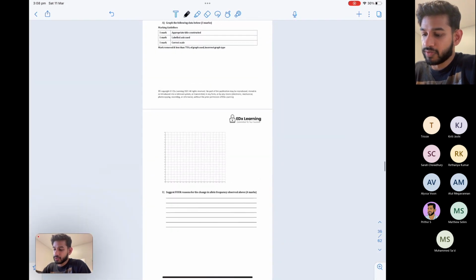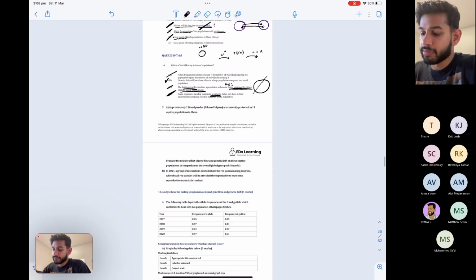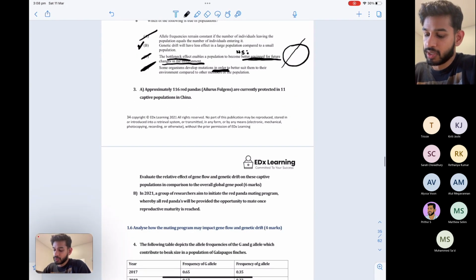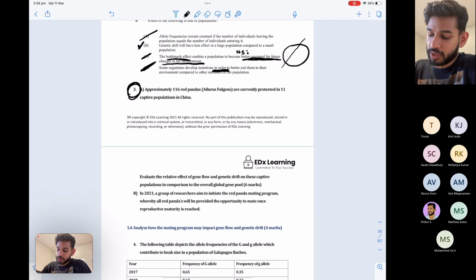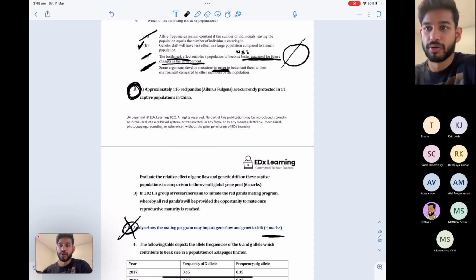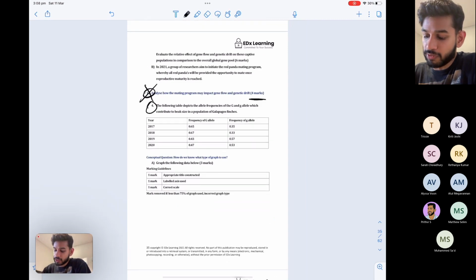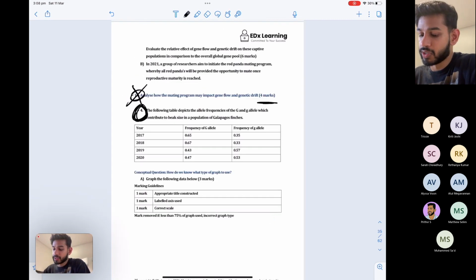All right, you guys can do the rest of these questions, open questions in your own time. A very, very important question to do is question 3, the 4-mark question. I don't know why it's come as a dot point. Just analyze how the mating program would impact gene flow and genetic drift. We won't do it this lesson, and even question 4. This is how your exam questions will be.